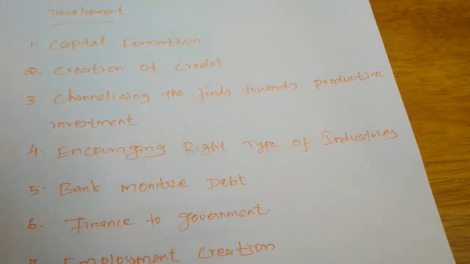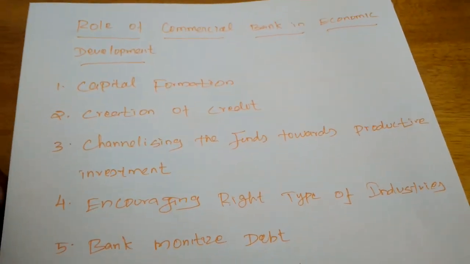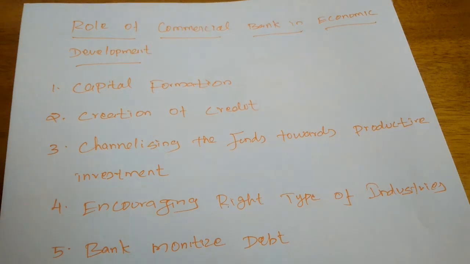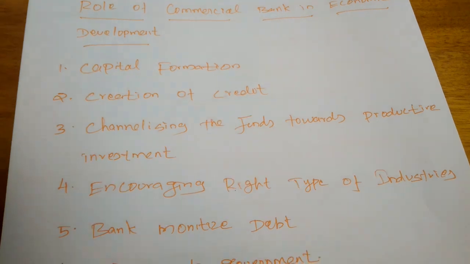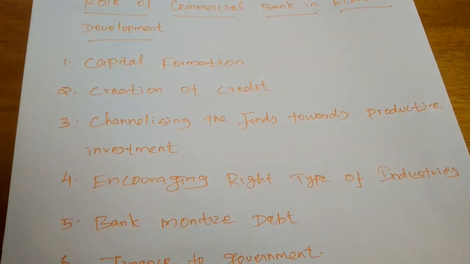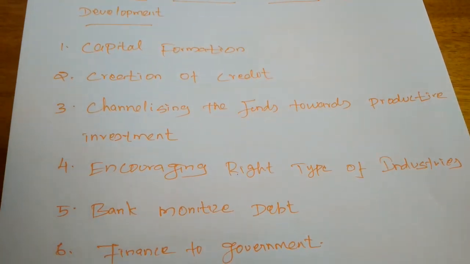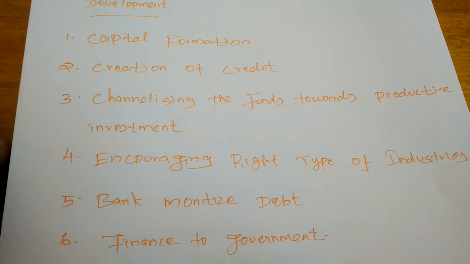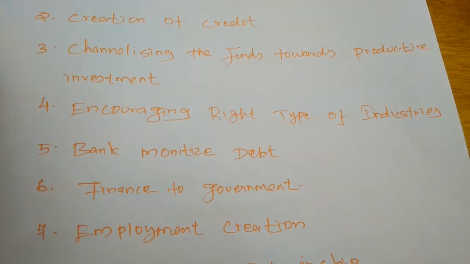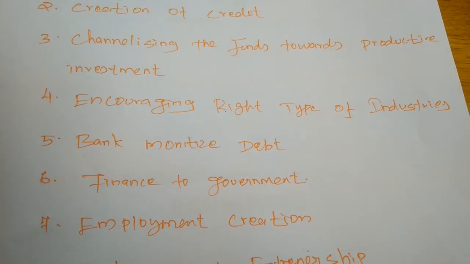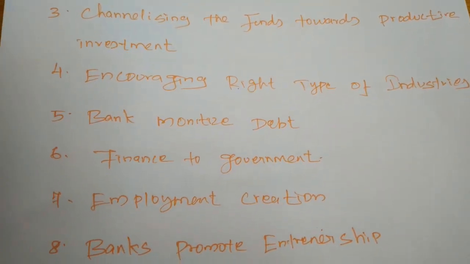So the role of the commercial bank is capital formation, by providing the financial facilities, so all persons have the power and the rights to create and make investments. Next, creation of credit. The credit amount will be created by the commercial bank. Next, the funds will be channelized to productive investment. Next, encouraging the right type of industries. The industries that have a good future and high-demand commodities will be encouraged. Next, bank monetized debt.